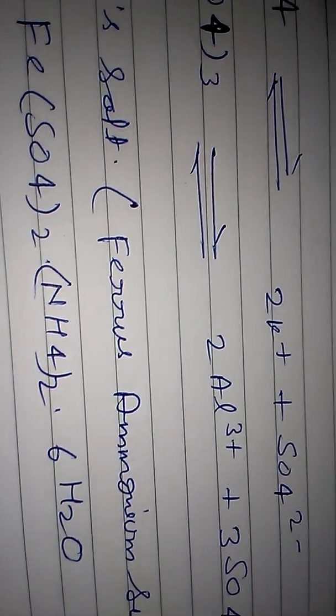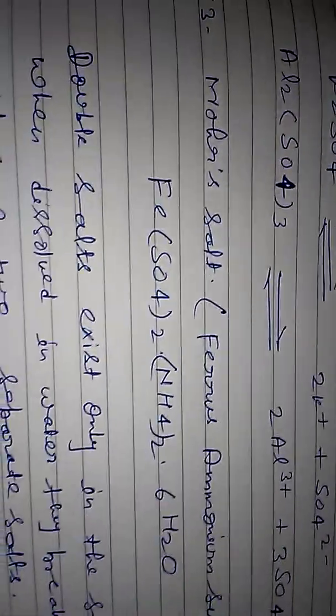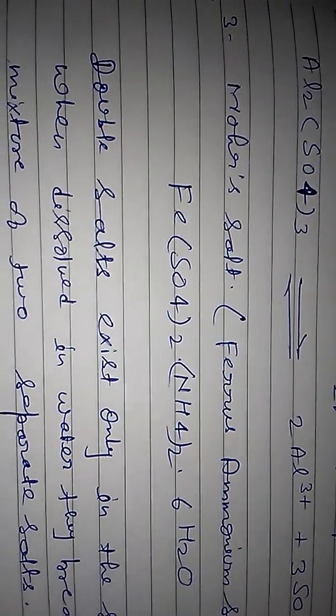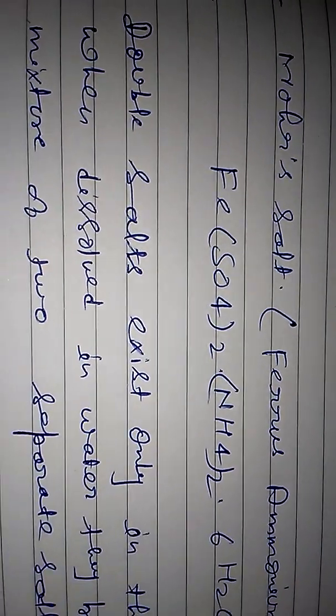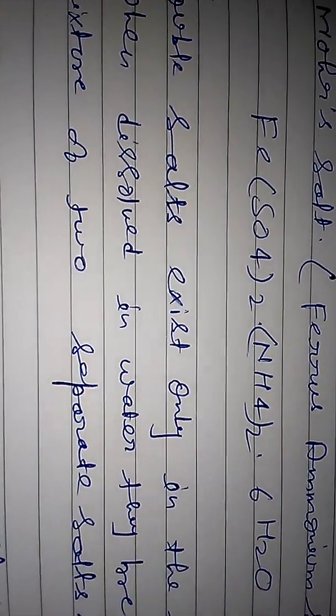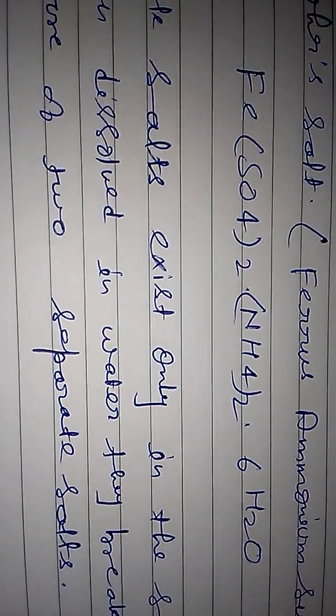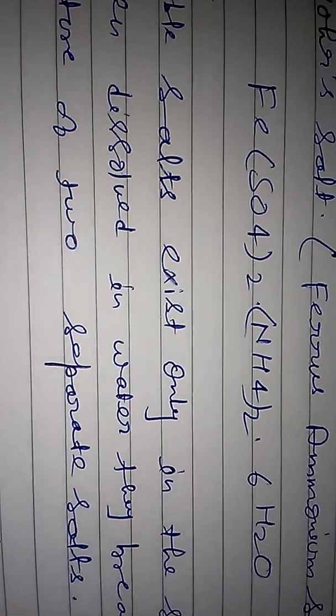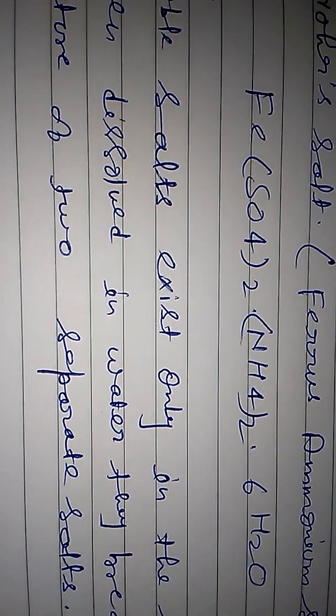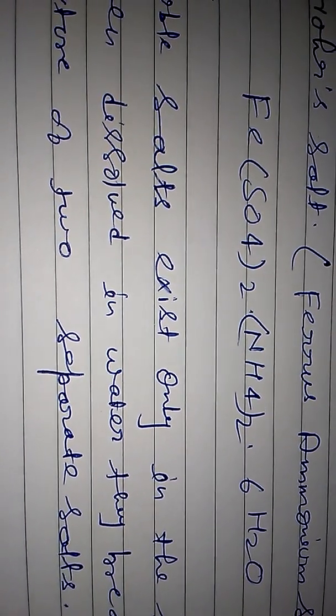So you can see here two cations: one is potassium ion K+ and the second one is aluminum ion Al3+. The third example, also very important and a frequently asked question, is Mohr salt. Its chemical name is ferrous ammonium sulfate. Its formula is FeSO4·(NH4)2SO4·6H2O. For writing the formula, if you write (NH4)2SO4 first, then FeSO4, that is also not wrong, it is correct. In any book, if it is given as (NH4)2SO4·FeSO4·6H2O, that is correct.